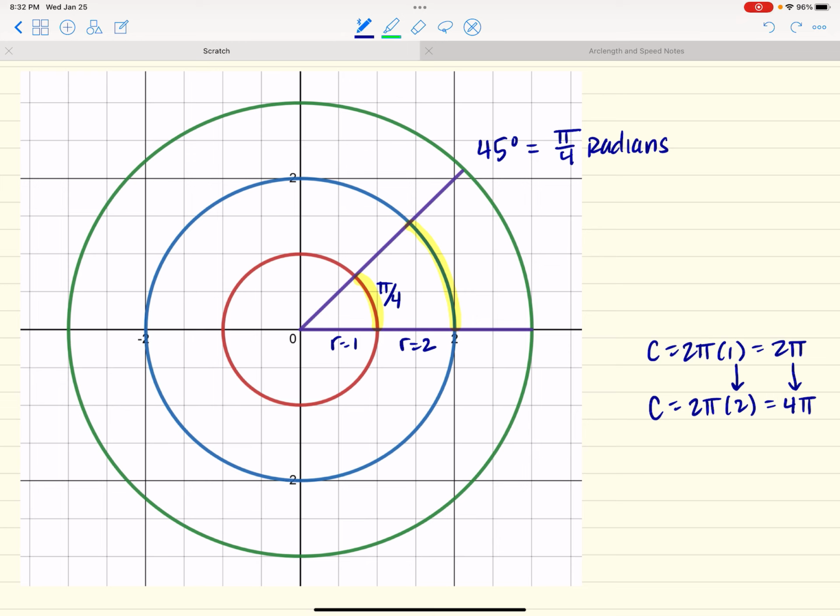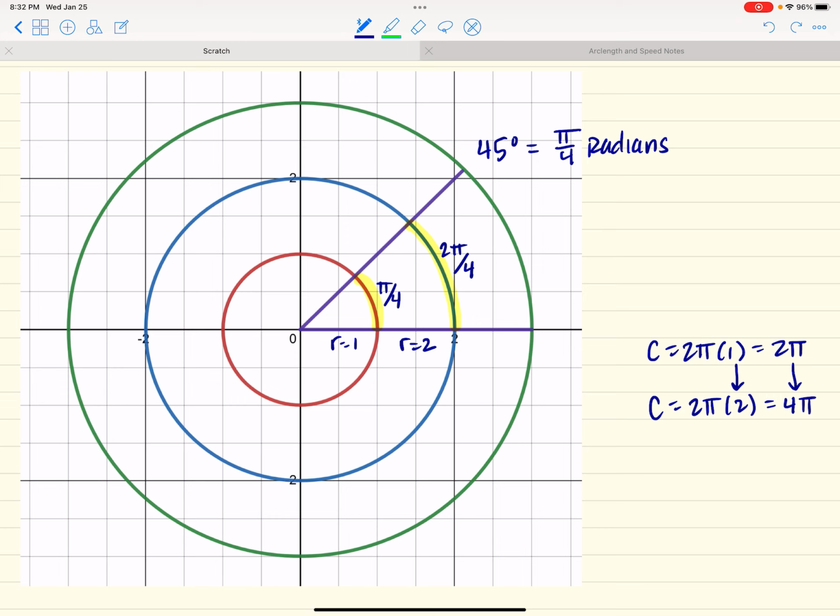So this arc length is now 2 pi over 4. It's 1/4 of the 2 pi, which would be 2/4 pi. Doubling our radius doubles our circumference, which also doubles our arc length.